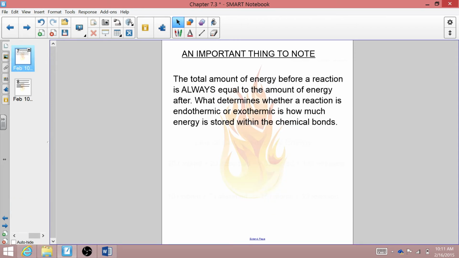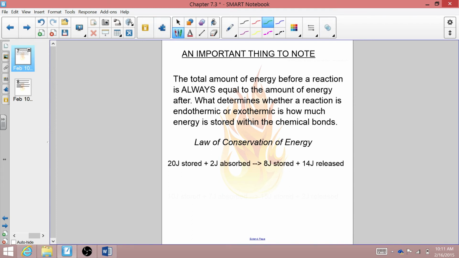Now, a really important thing to note is that the amount of energy we have before a reaction is always equal to the amount of energy we have after a reaction. It's just like the law of conservation of mass, where we have to have the same amount of an element before and after our chemical reaction. The same thing happens with energy. But what determines whether a reaction is endothermic or exothermic is how much energy is stored within the bonds themselves. So we call this the law of conservation of energy. So if we take a look at how much energy is stored, absorbed, and released in a certain chemical reaction, we can determine whether it's endothermic or exothermic.